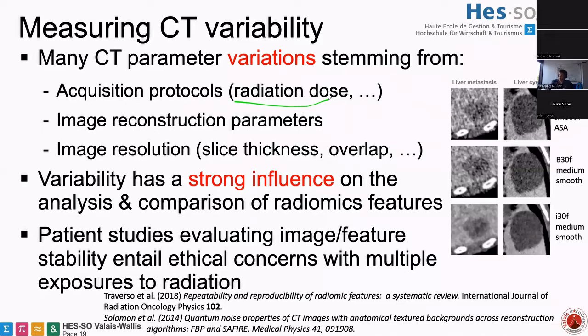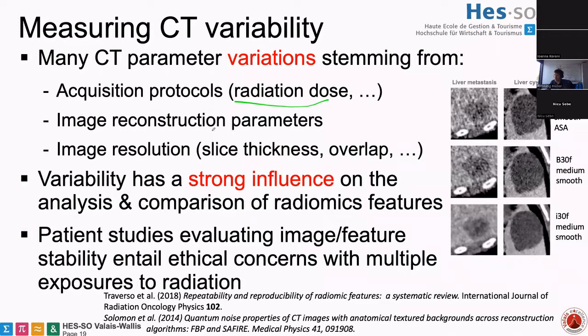If we do screening, we want a very low radiation dose. If we want to do planning of radiotherapy, we want a lot of detail, so we put in a higher radiation dose. So images are produced with very different radiation doses.